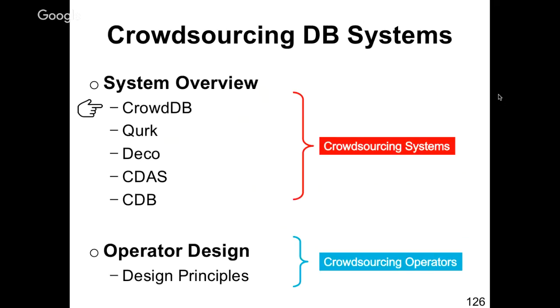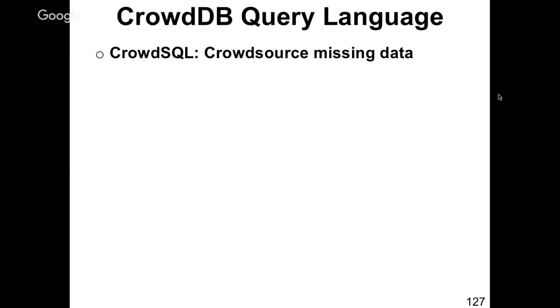Okay, that is the outline. I will first introduce the systems one by one, and then I will give you some high-level ideas of the design principles of operator design. CrowdDB is one of the first crowdsourcing database systems. The main focus of this system is to provide a systematic formulation of the crowdsourcing process and its integration with existing DB systems.